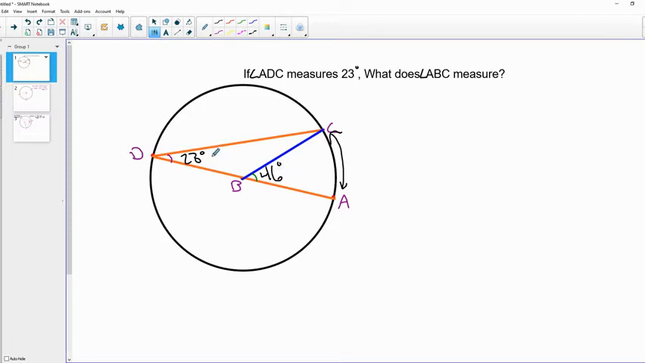And algebraically, we could say that this one is equal to x, and this one is 2x since it's doubled. All we need to do is 2 times 23. It's going to equal 46. And as far as degrees, that would also be how we would label the measure of arc AC. So arc AC is also equal to 46 degrees.